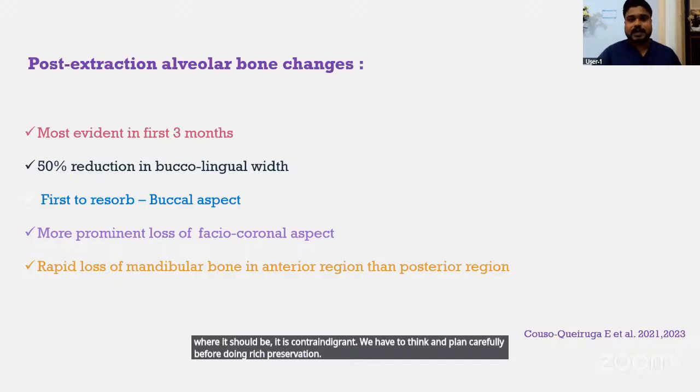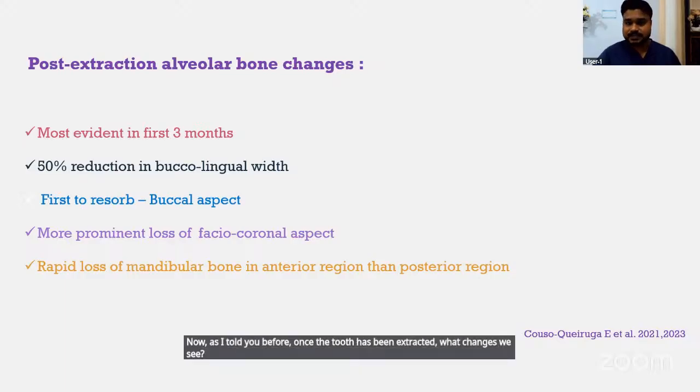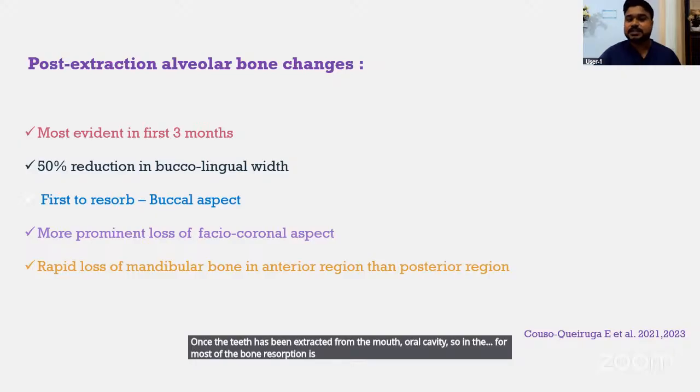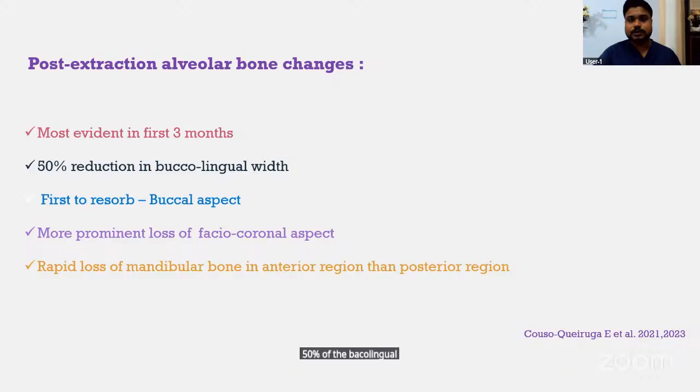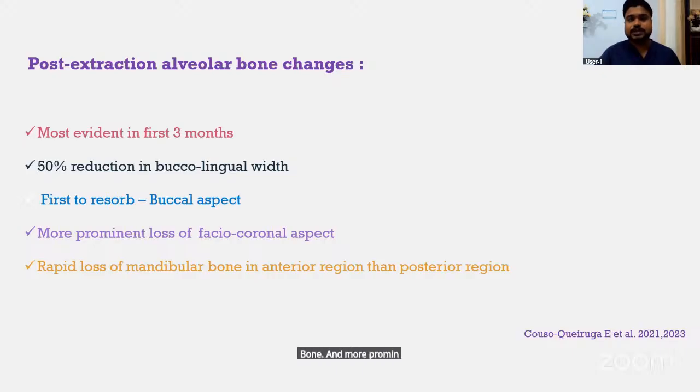Now, as I told you before, once the tooth has been extracted, what changes do we see? Once the tooth has been extracted from the oral cavity, most of the bone resorption is seen in the first 3 months. 50% of the buccolingual width of the bone is reduced in the first 3 months, and the first bone to resorb once the tooth is extracted is the buccal side of the bone. More prominent bone loss is seen in the facial aspect, that is the anterior teeth.